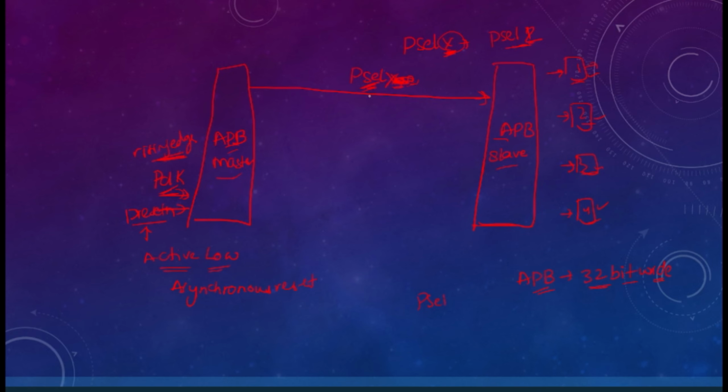For example, if you are selecting four slaves, then it will be p select 1, p select 2, p select 3, p select 4. In this way, four p selects. So this is about the p select signal.